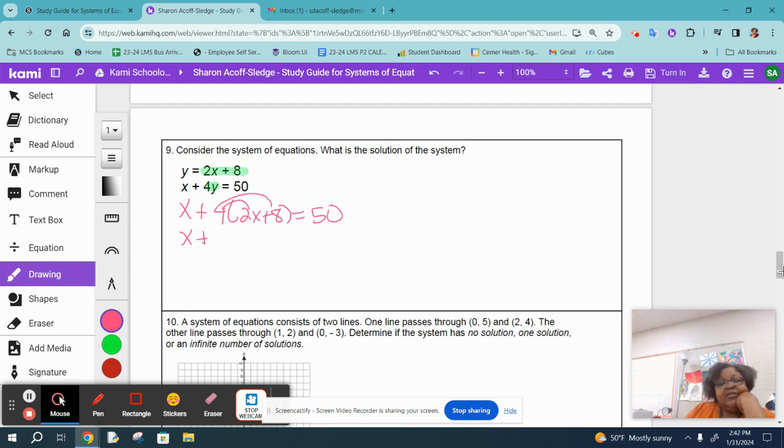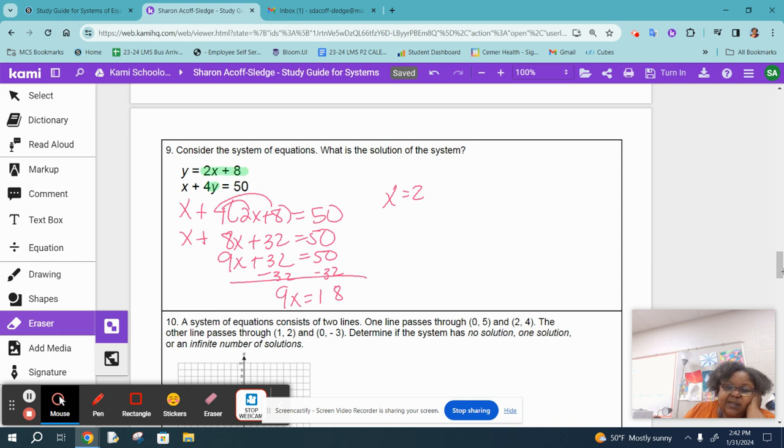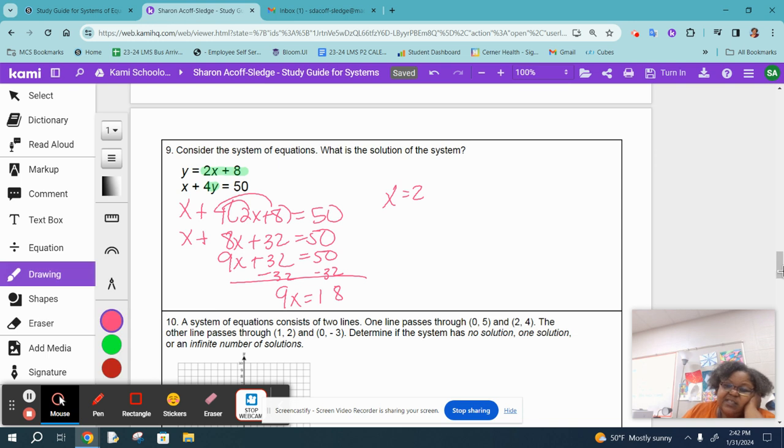And then we're going to use the distributive property here. 9x plus 32 equals 50. Subtract 32 from each side. 10 minus 2 is 8. 4 minus 3 is 1. 9x equals 18. So x is equal to 2. Well, that's not my final answer. Then I'm going to substitute that into this equation that's already solved for y.